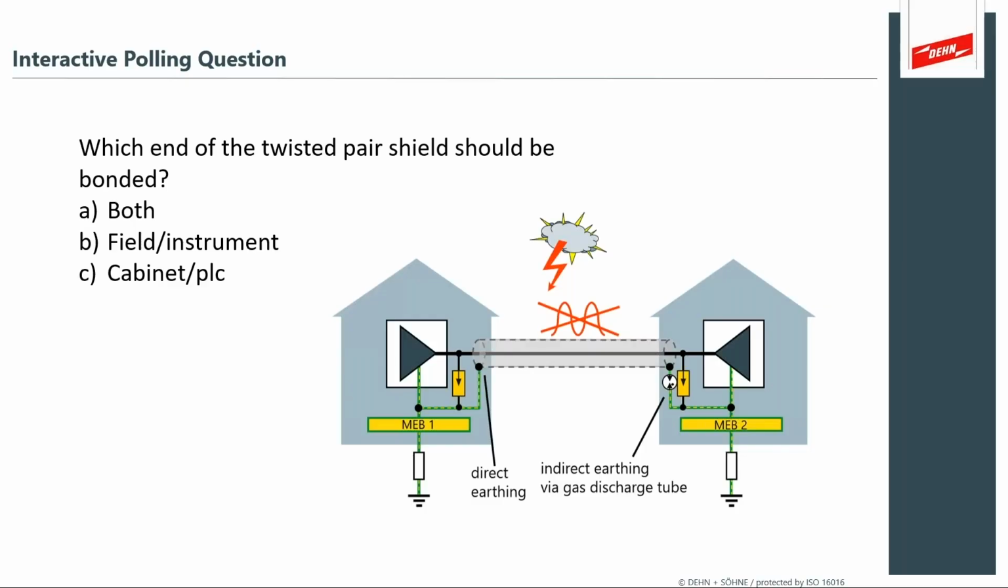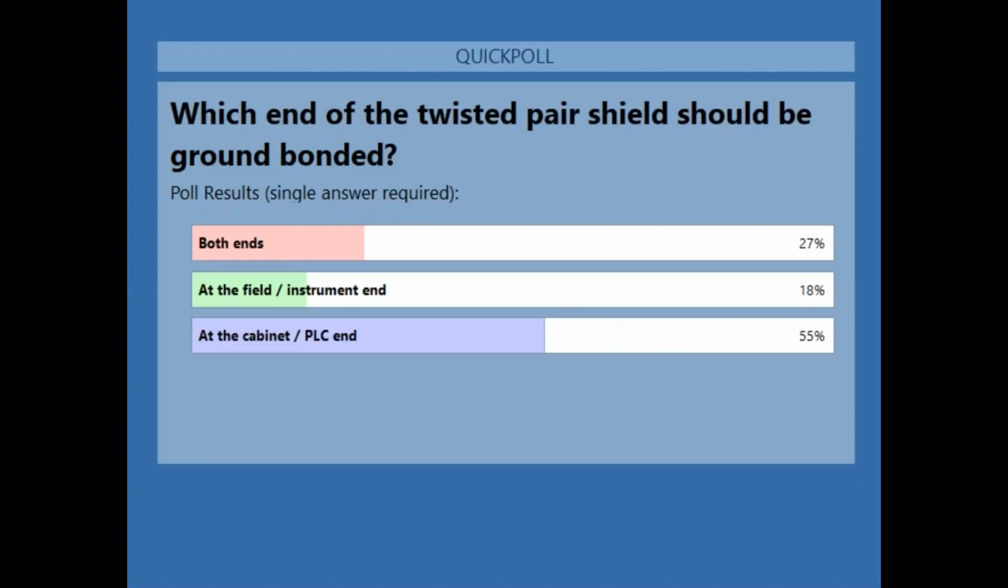So polling results say the cabinet end is more commonly seen in the industry. And I appreciate that feedback from the audience. Although there's a good percentage of the audience that says both ends should be shielded. And then we've got some people that do the field instrument side. So this is a really good indication of what the mix might look like in our audience.